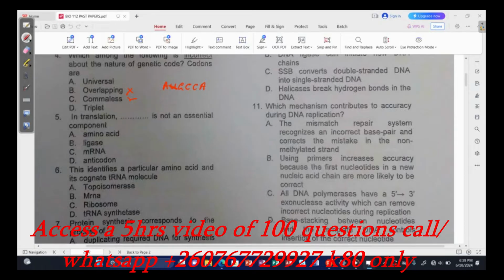The codons are triplet, which is true. A codon is a triplet base. AUG is a single codon. This one also, CCA, is another single codon, which is true. The codons are triplet. So B is the false statement here. Why? It's because it's saying the codons are overlapping. The codons are non-overlapping. What does it mean?